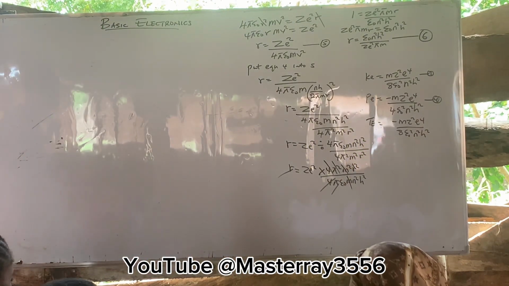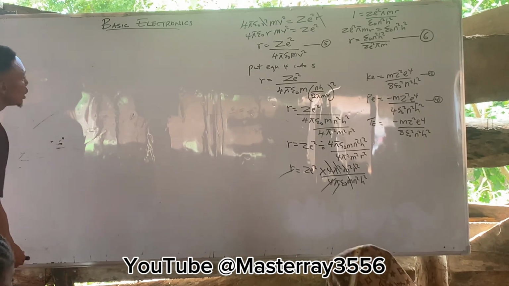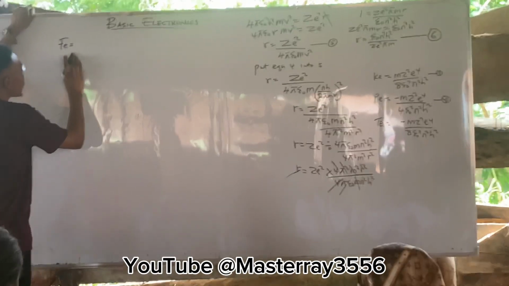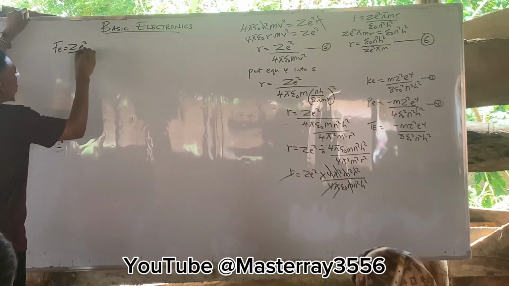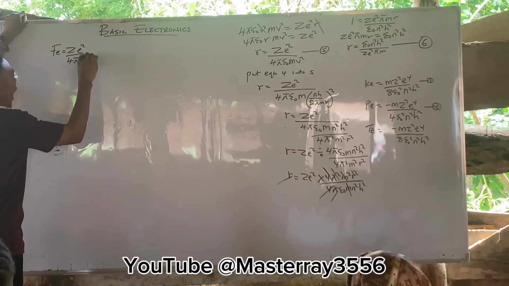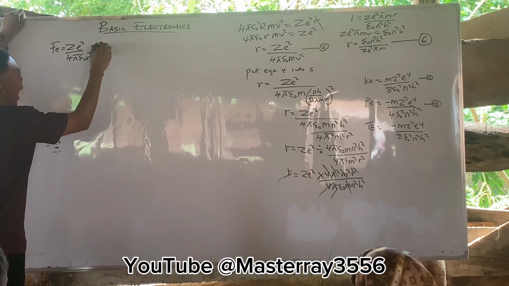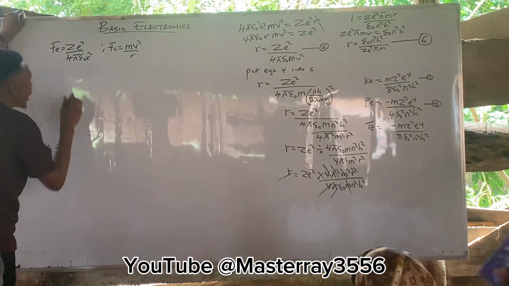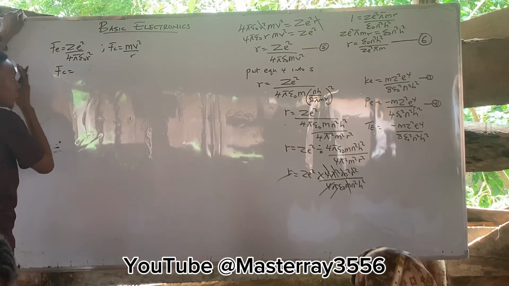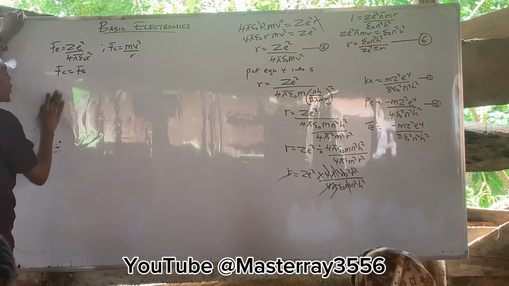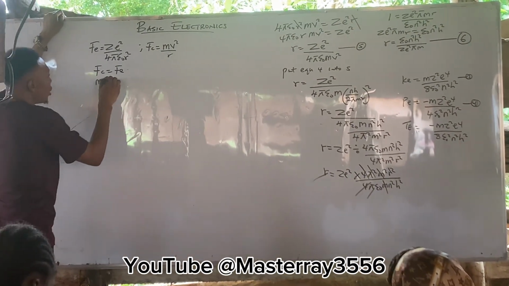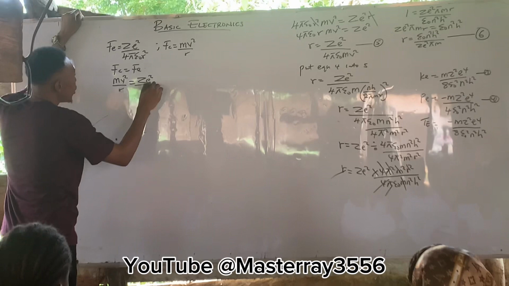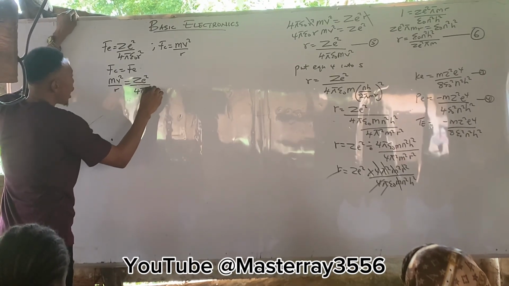So electrostatic force and centripetal force. Remember I told you that your Fe is equal to Z squared over 4 pi epsilon naught r squared, is it not? Then Fc is equal to what? mv squared over r. And I told you that your Fc is equal to Fe. So mv squared over r equals Z squared over 4 pi epsilon naught r squared.